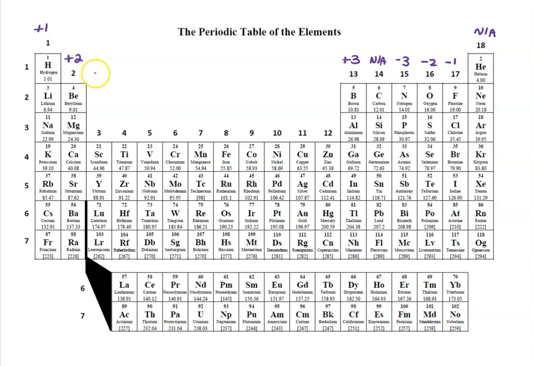You do need to know that group 1 will always have a 1+ charge. Everything in group 2 will always have a 2+ charge. Group 13 is always 3+, group 15 is always 3-, 16 is always 2-, and 17 is always 1-. So that is information that we are going to need to know moving forward.